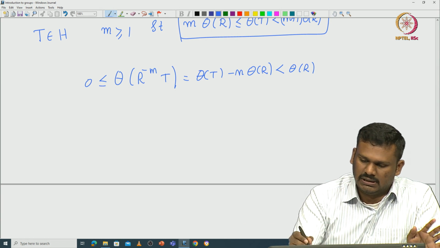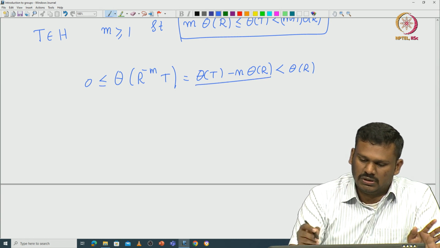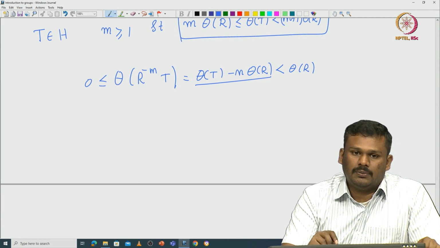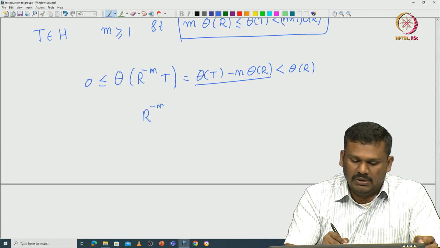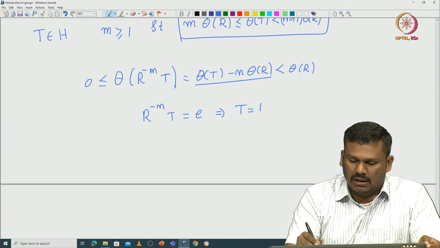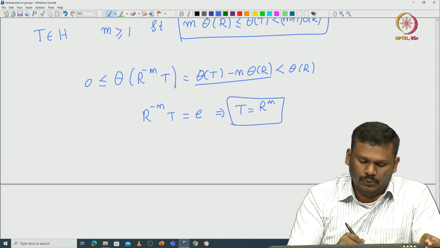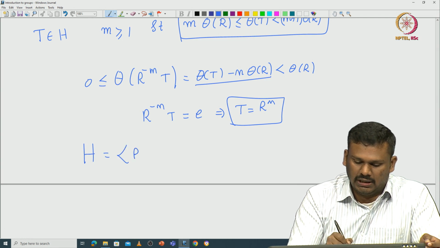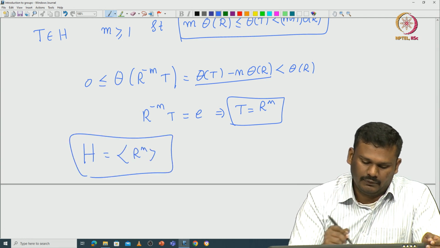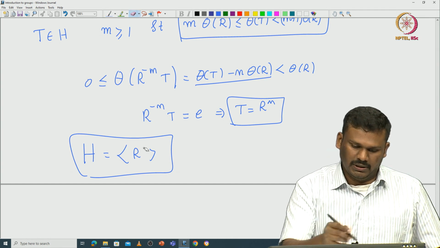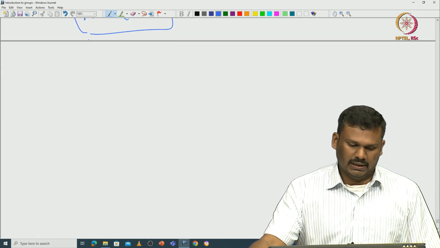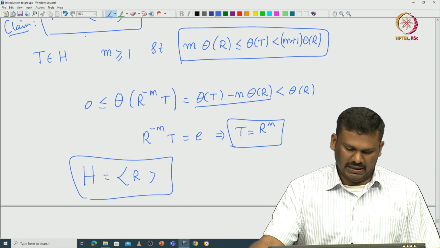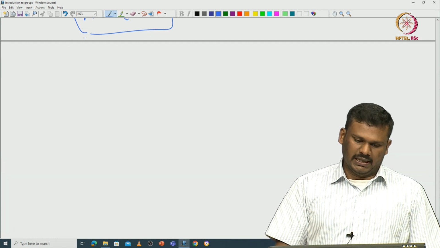So that means this theta of r is non-zero, that forces that this element r power minus m t cannot be just a rotation, it has to be identity. So then this r power minus m t is identity, that means t is r power m. So this proves this H is generated by r. Okay. Now go to G and try to understand how one can actually relate this G with H. But before that, let us understand H alone.